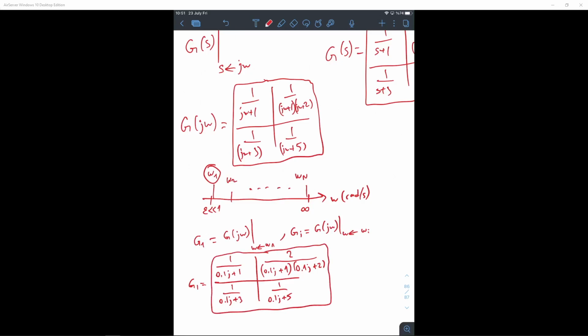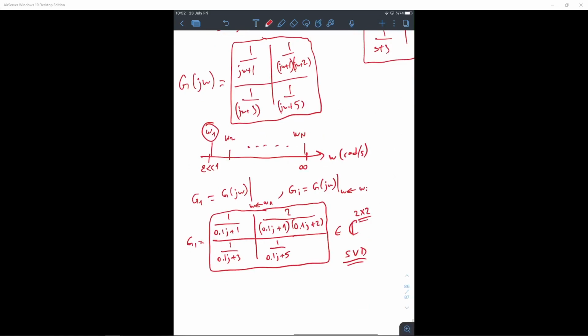This is a complex 2 by 2 matrix, and we can take a singular value decomposition of this matrix. Since this is 2 by 2, we are going to have sigma 1 and sigma 2 for G1. Okay, that's perfect enough. Let me just arrange this.